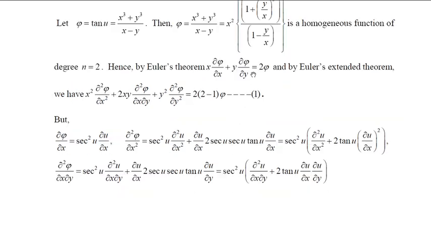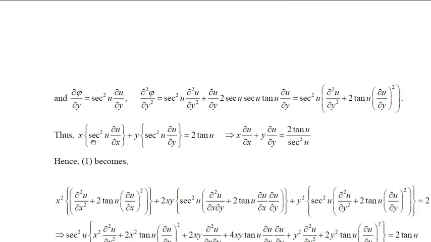Now substitute all these, that is ∂φ/∂x and ∂φ/∂y, in equation 1, in this one, and the remaining things in equation 1. Now when you substitute ∂φ/∂x in this and ∂φ/∂y in this, in these two, secant square is common, so secant square will come out. See, if you take out secant square outside, remaining is x into ∂u/∂x plus y into ∂u/∂y. Send the secant square u to this side. That gives you 2 tan u divided by secant square u. So you should remember that x into ∂u/∂x plus y into ∂u/∂y is equal to 2 times tan u by secant square u.